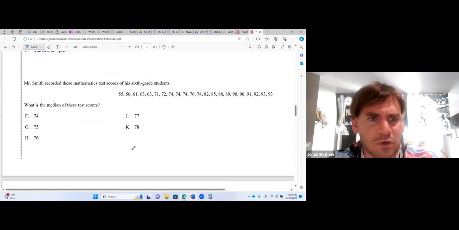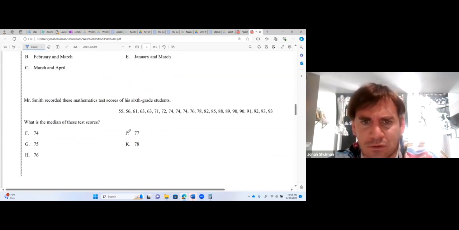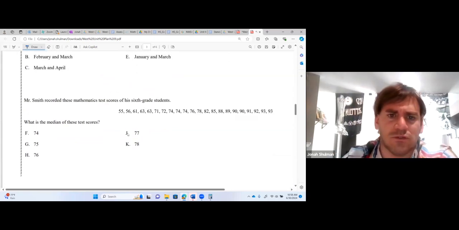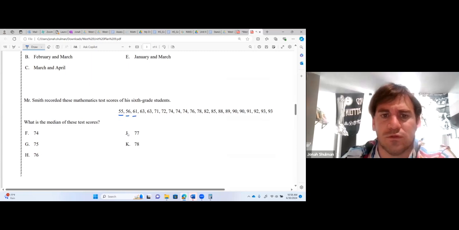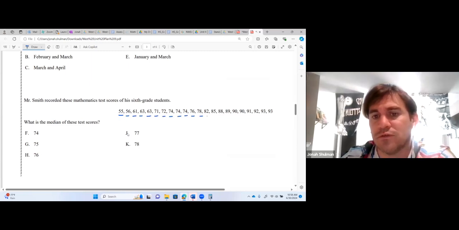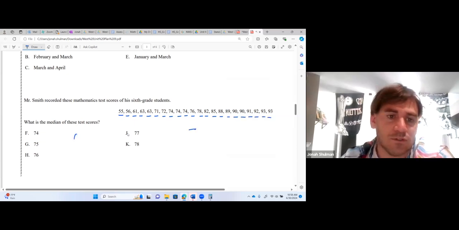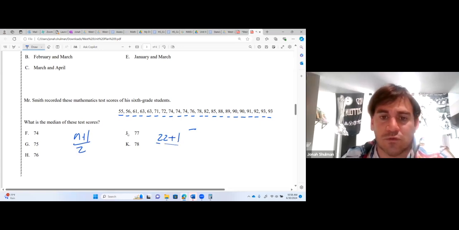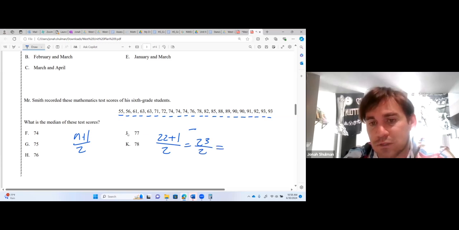I'll skip this one. What is the median? Are these in order? Cool. I'll at least do this one. So we have 1, 2, 3, 4, 5, 6, 7, 8, 9, 10, 11, 12, 13, 14, 15, 16, 17, 18, 19, 20, 21, 22. So there's a formula for this. It's just n plus 1 divided by 2. 22 plus 1 divided by 2, 23 divided by 2. Our answer is going to be 11 and a half.